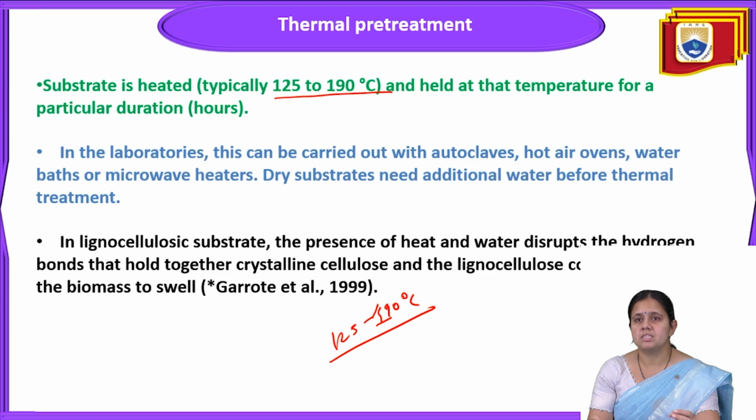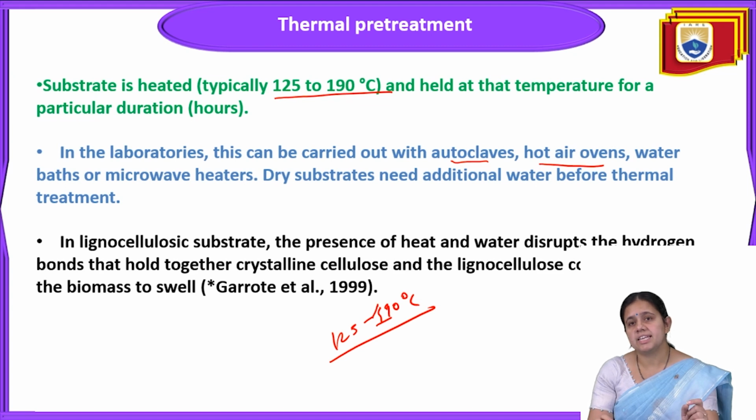In the laboratories, this can be carried out with an autoclave, hot air oven, water bath and microwave heater. So these four instruments are used for thermal pre-treatment of solid waste in the labs. In an autoclave, the substrate is again brought to a very high temperature, boiled in water at a very high temperature. The same applies to the hot air oven, water bath and microwave heater.